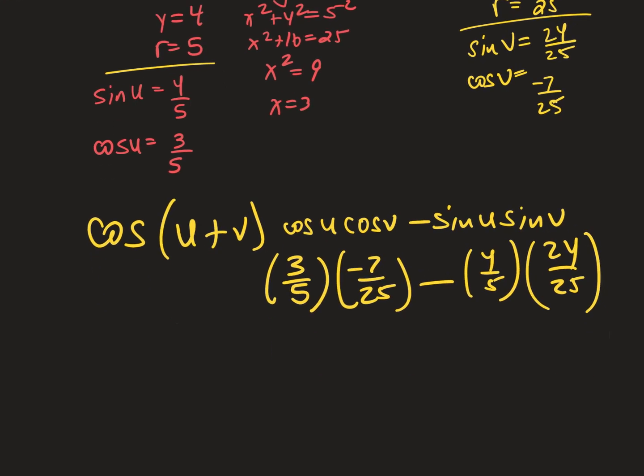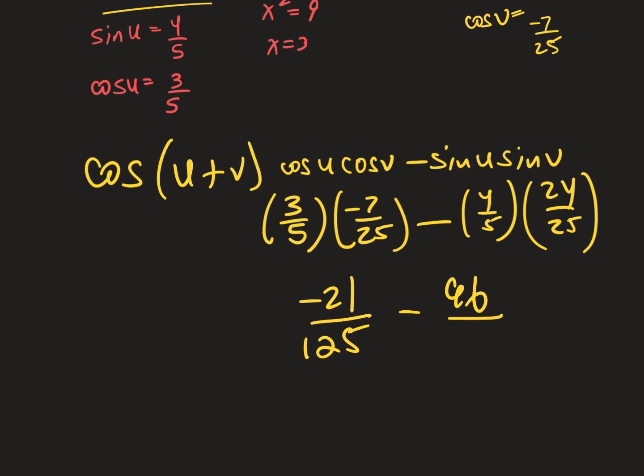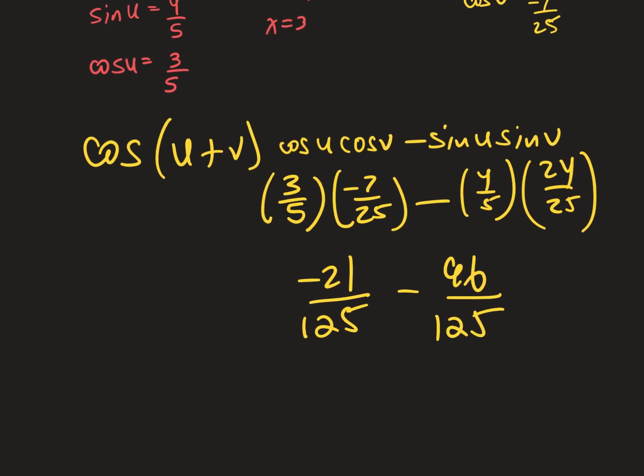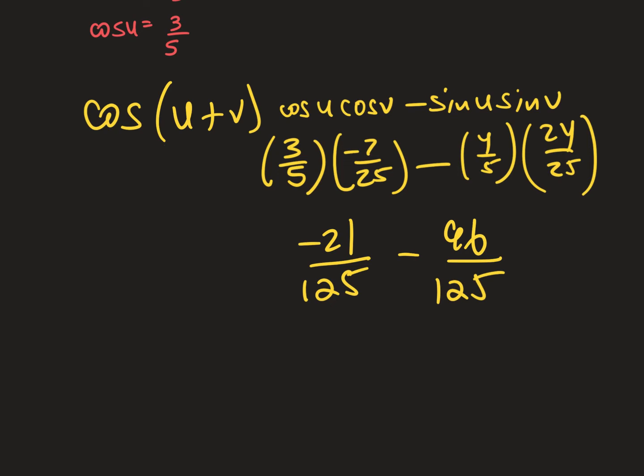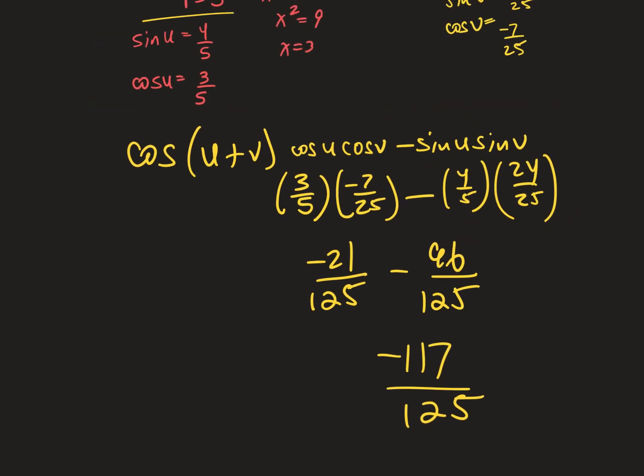So what's 3 times negative 7? Negative 21. And what's 5 times 25? 125, right? Minus, what's 24 times 4? 96. Over 5 times 25 is 125. And then we combine. Negative 21 minus 96 gives me negative 117 over 125. When we did these problems, what always happened at this step with our denominators? They were going to be the same. So if they weren't, then you did something wrong.